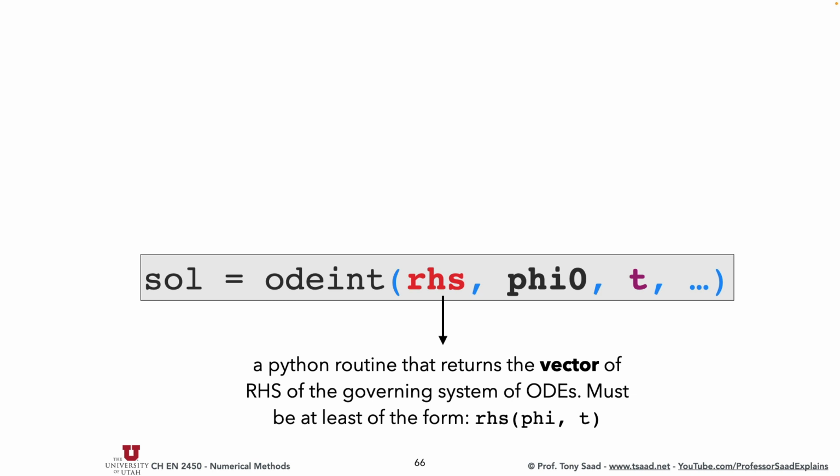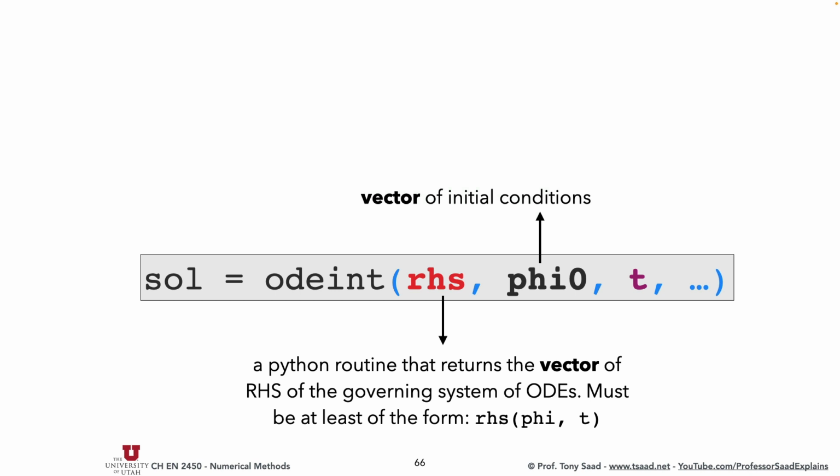But that right-hand side needs to have the same order of the arguments: dependent variable, independent variable, and whatever arguments you might want to pass. Phi 0 is still an initial condition, but now it's a vector of initial conditions, because you need an initial condition for each one of those ODEs.